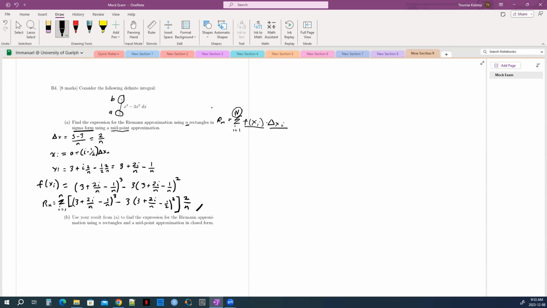We could expand it, we could not expand it, but this is the end of sigma form, not closed form, because this is a valid expression within sigma form. Now, if we were to go to closed form, we definitely need to expand before we start solving. But for now, this is what we want for sigma form.